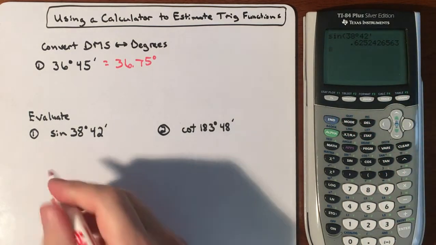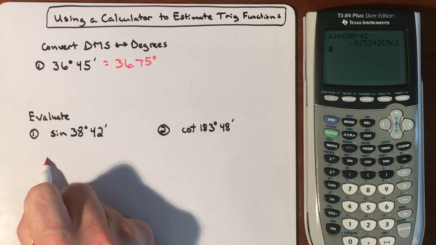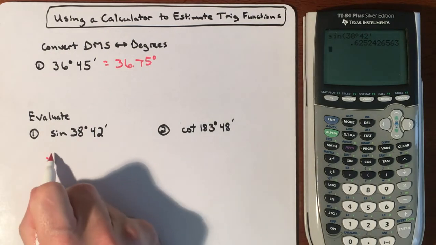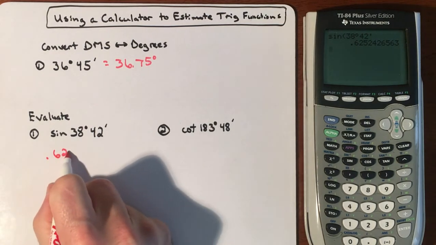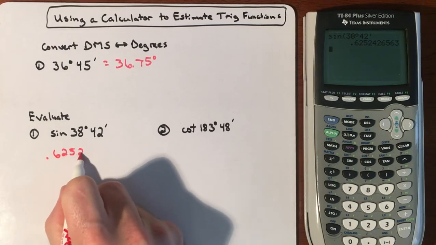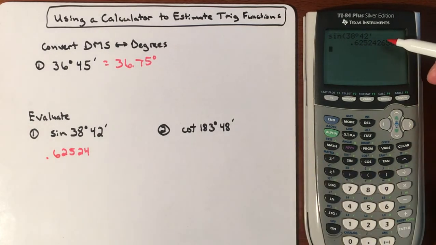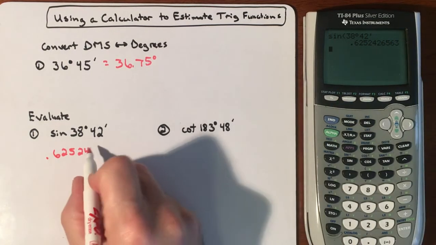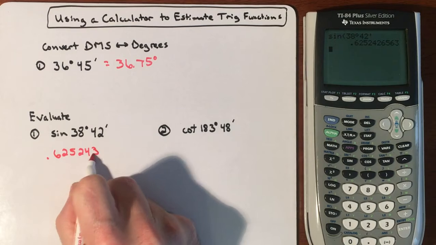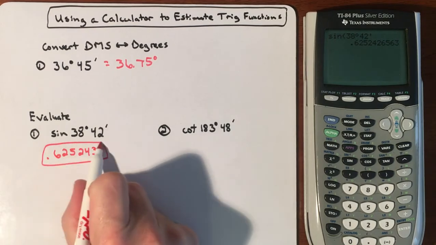And depending upon the directions, I know the directions for what we're using wants us to round to 6 decimal places. So 6, 2, 5, 2, 4. So that's the 6th decimal place. The 6 makes the 2 go up. We round up with anything 5 and higher. So that is our value.